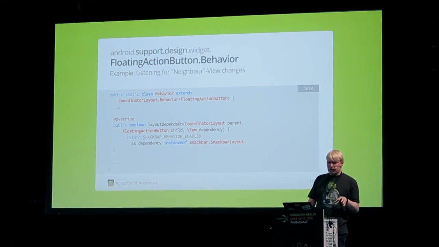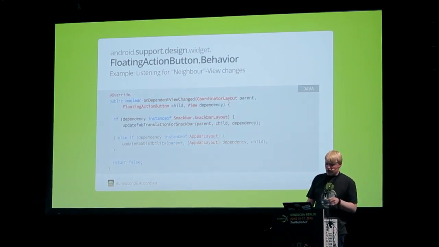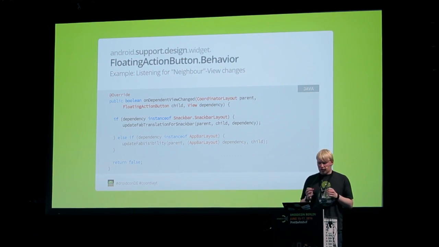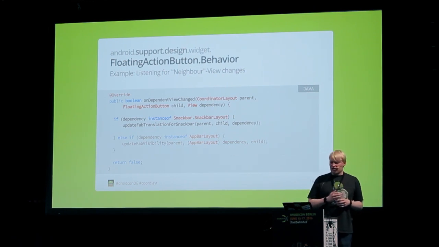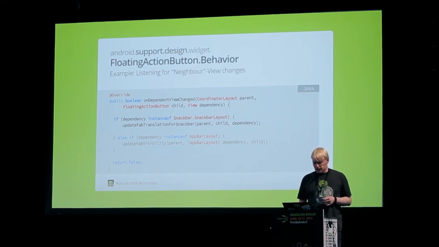When we have that defined, coordinator layout knows that when something is happening to the snack bar layout, it has to call on-dependent view changed. On-dependent view changed will be called on changes of the snack bar layout. And what it does here then is, when it sees there is a change to a snack bar layout, it will take a look at this change, what it is, and translate the floating action button accordingly.